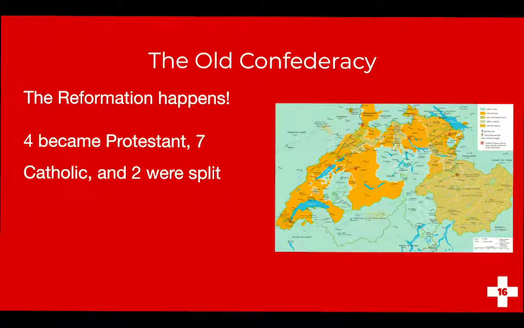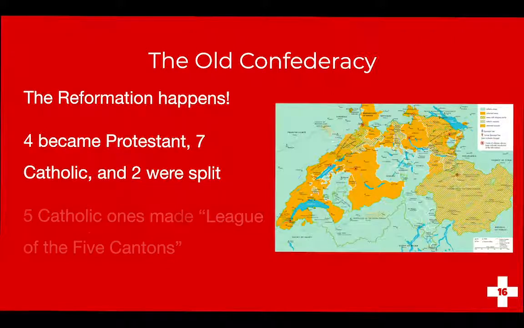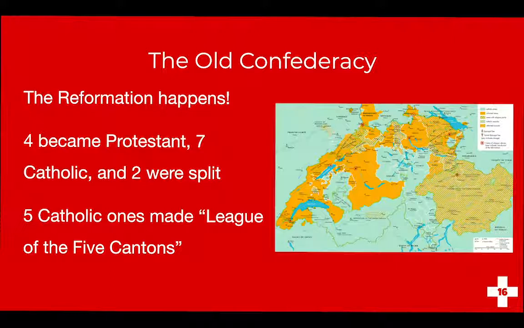But the mercenary business was such a lucrative business for these cantons, and so they wanted to remain Catholic because they didn't want to undermine the business they had going for them. And so 5 of the 7 cantons made this thing called the League of 5 Cantons, and they had multiple minor civil wars between Protestants and Catholics throughout this time.